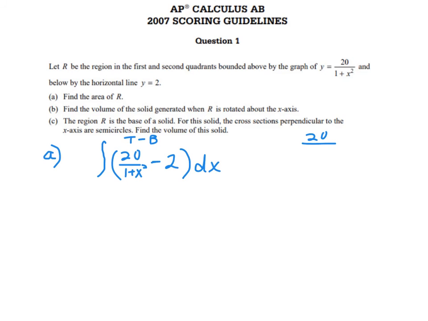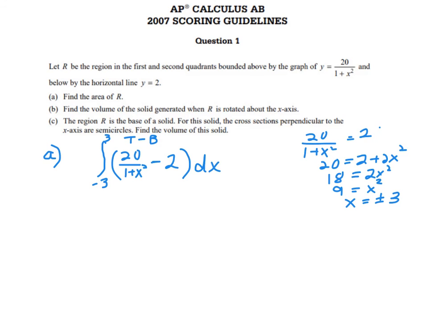So if I let 20 over 1 plus x squared equals 2, I would have 20 equals 2 plus 2x squared if I multiply this to the other side. Subtract the 2. Divide by 2. And I get two answers, plus or minus 3. So the function y intersects with the line y equals 2 at two points, negative 3 to 3.